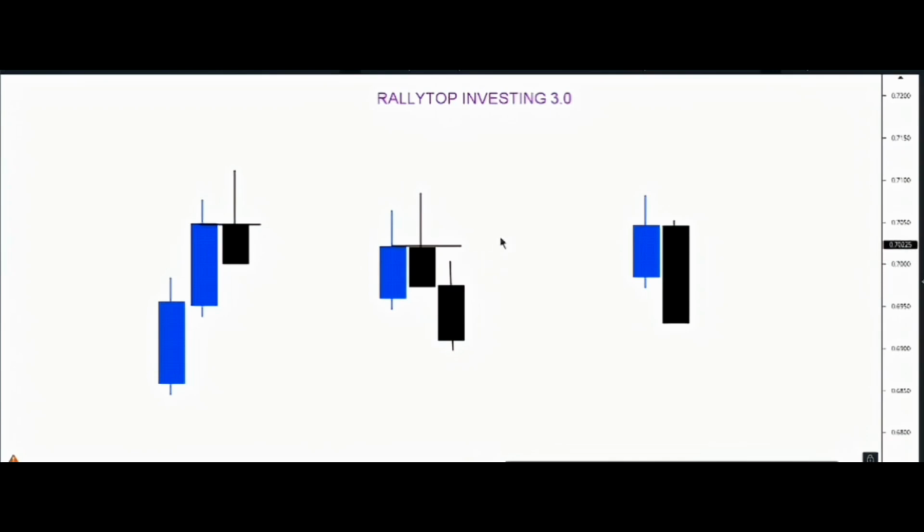Now, sometimes you may not see this formation on the 1H time frame. You will see something like this. Okay, this is the opening. This is the opening. You will see something like this. So all you need to wait for is for this candle to close below this very bullish candle on your 1H time frame. If you don't understand what I'm saying, I'm going to show you all of that on the chart.